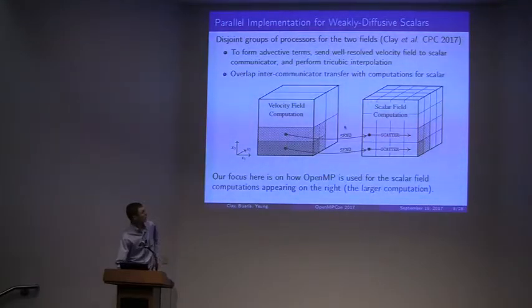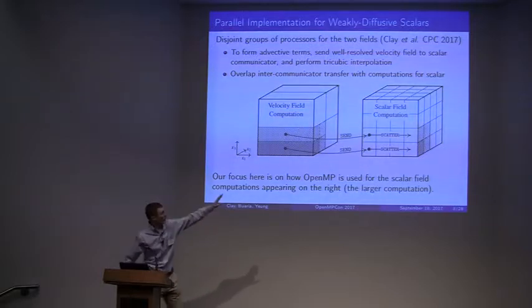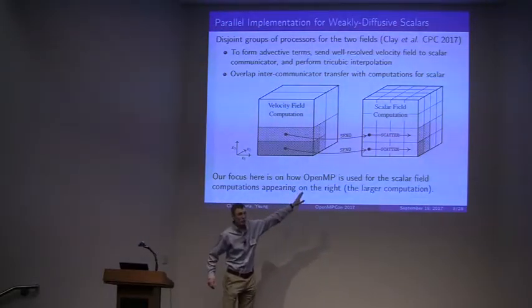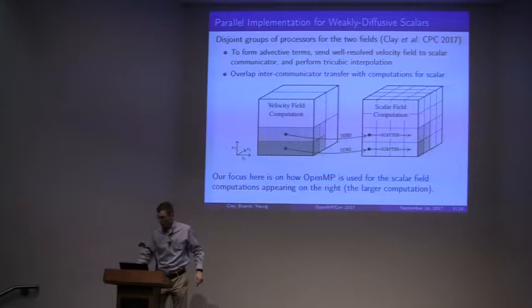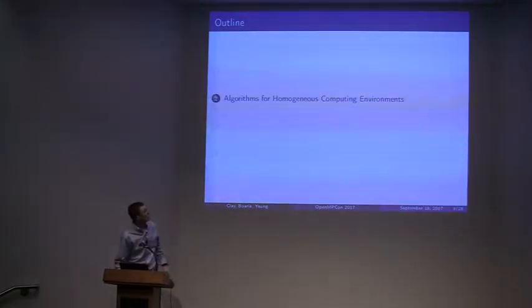So to give you a ballpark understanding of the sizes of these communicators for what we do, if we were running one of these simulations on Titan, this scalar field computation might be using 8K nodes, so maybe 18K available on the machine, but this computation here might be using something like 256 nodes. So this is a very small computation that's coupled to a much larger computation, and this computation over here, this is where we focus on for OpenMP improvements in the code.